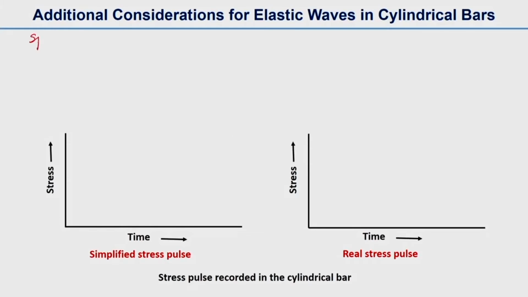So we are discussing additional considerations for elastic wave propagation in cylindrical bars. This is important for the split Hopkinson pressure bar experiment, which is the most widely used experiment for dynamic material testing. Now the expected shape of the stress pulse, in a simplified form, is rectangular.